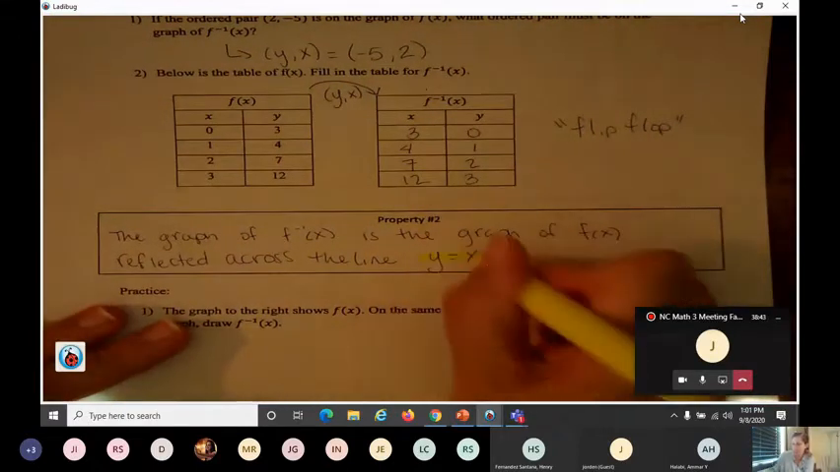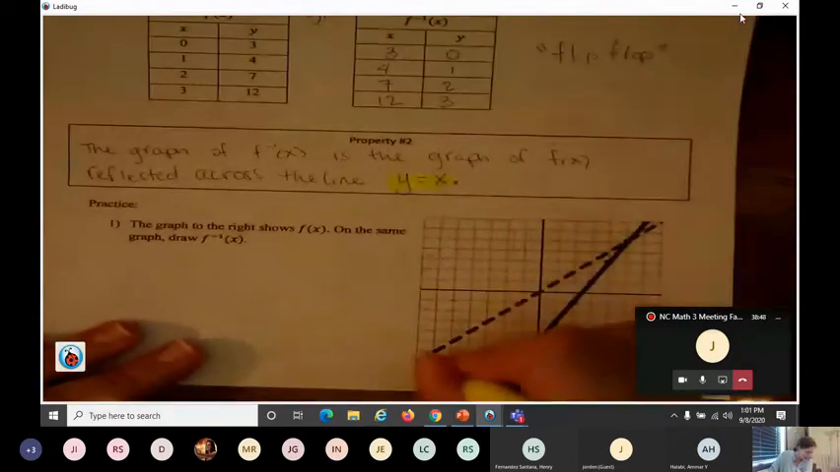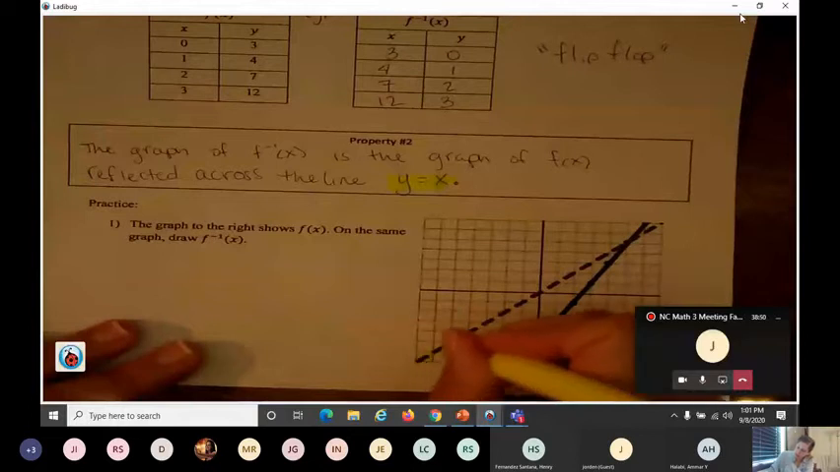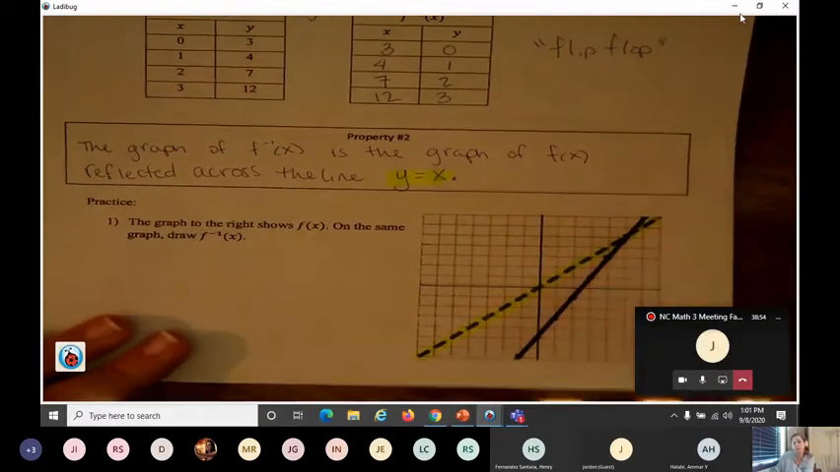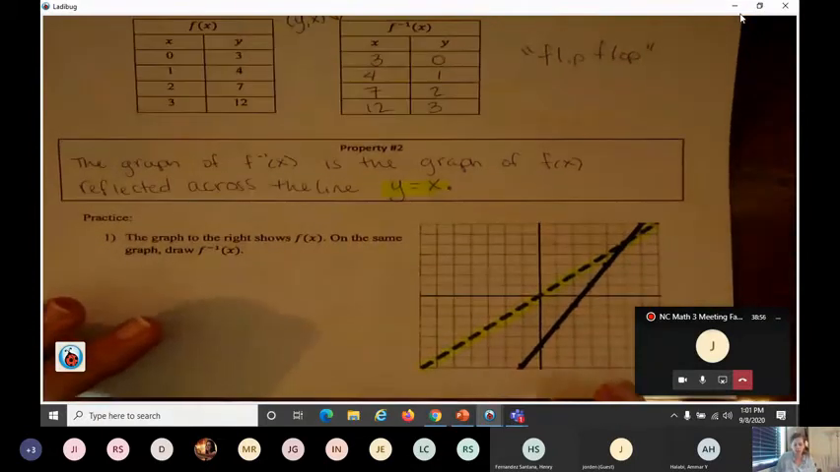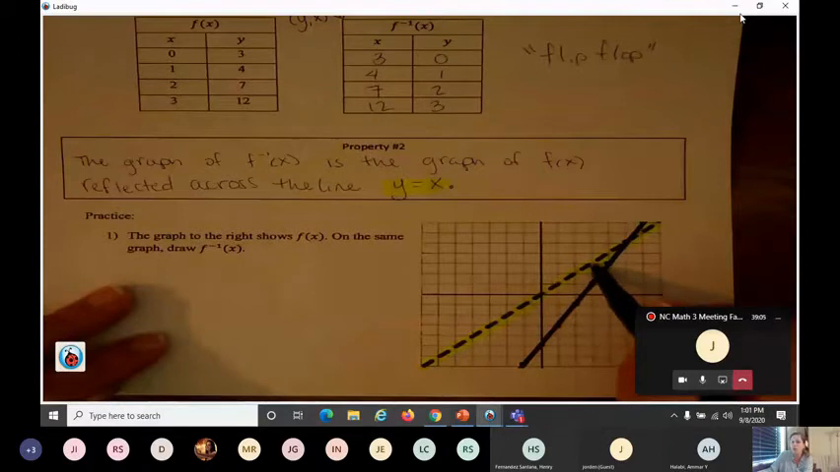Okay, so y equals x is this dashed line that goes through the origin. Okay, it's got a slope of 1 and a y-intercept of 0. If you look, I go up 1 over 1, up 1 over 1, up 1 over 1, all the way up to make this line.